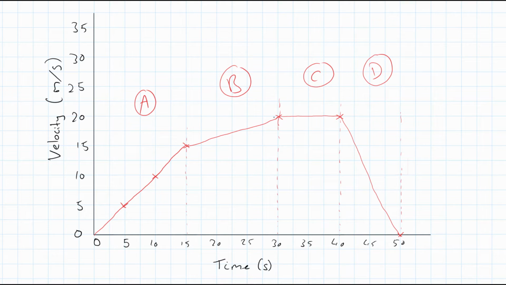That takes us a further 15 seconds. In part C, it's a completely horizontal line, which means that the velocity doesn't change. And if the velocity doesn't change, then there's no acceleration. So part C is traveling at constant velocity.